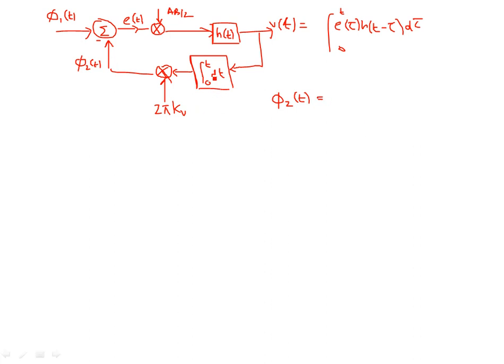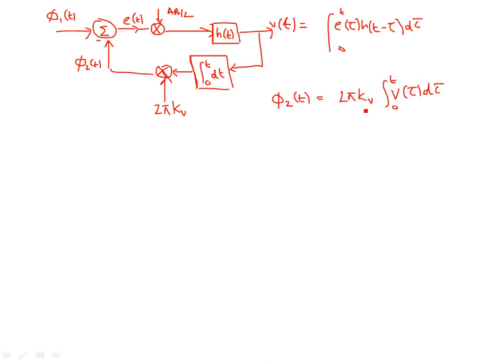You see why I draw a scaled integrator in the feedback path: to generate phi 2(t), I need to scale my integration first of all with 2 pi kV, and then my VCO has to generate the instantaneous phase with respect to the control signal v(t). So this is the integral of v(tau) d tau from 0 to t. That means the instantaneous frequency is being controlled by the control signal v(t). So this is my phi 2(t). I have to generate this to compare it with the incoming FM signal.